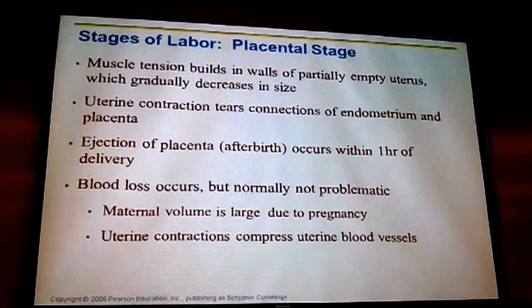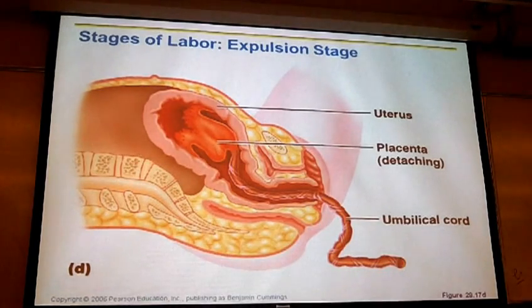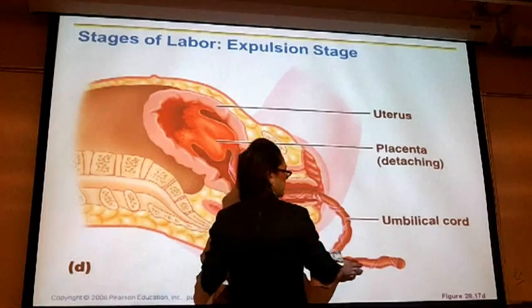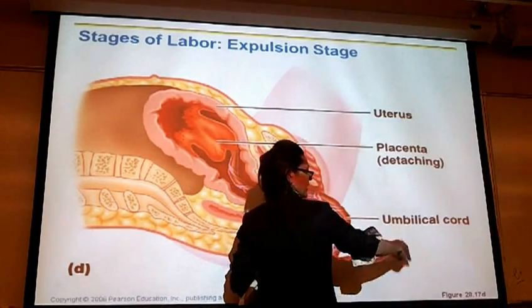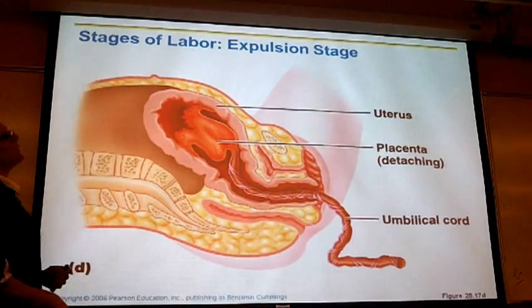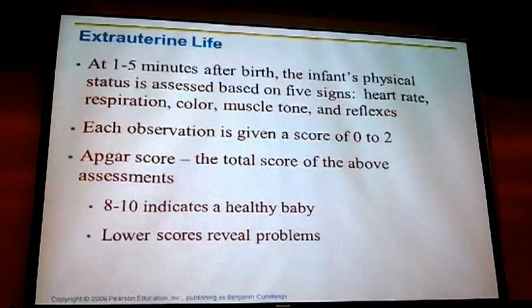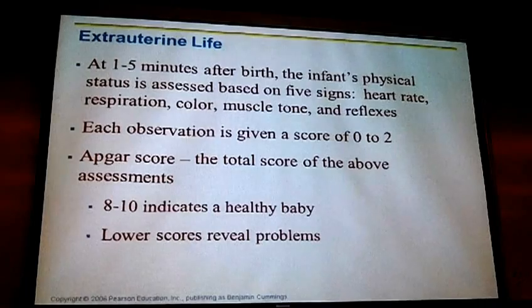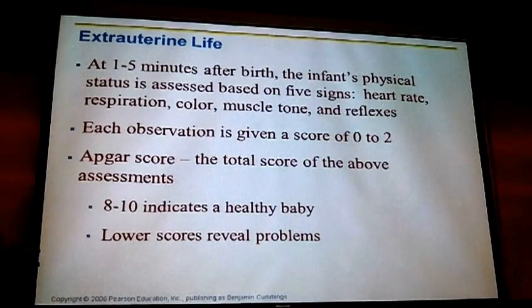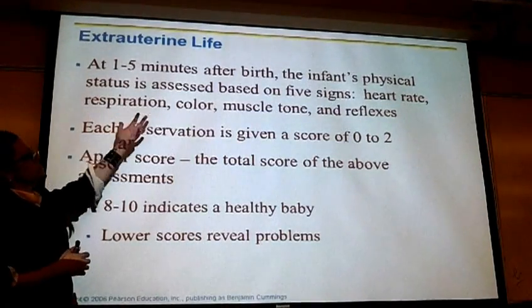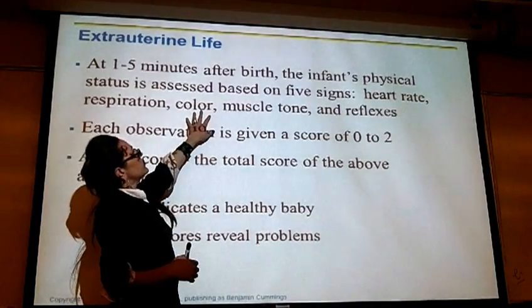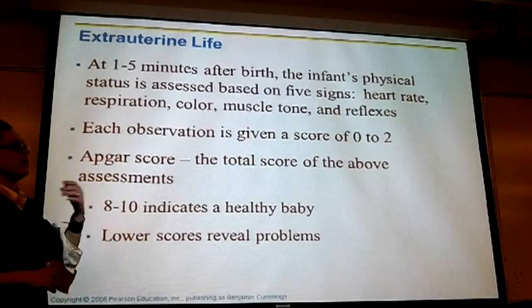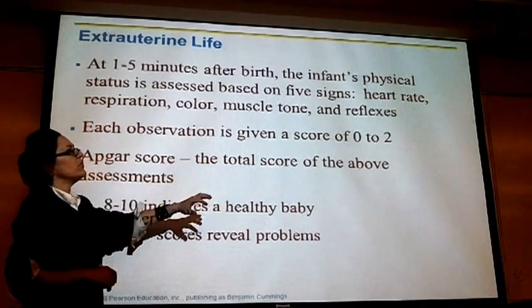So having a lot of blood loss is generally not a big issue, but out will come the placenta, and the umbilical cord would still be attached unless they had cut it at that point. Now, once the baby is born, then obviously they will assess and check the heart rate, the respiration, the color, to make sure that CO2 levels aren't getting high, make sure oxygen is getting throughout the body, muscle tone and reflexes.